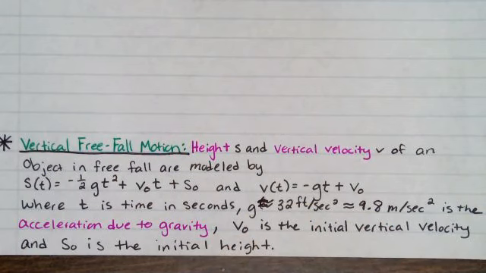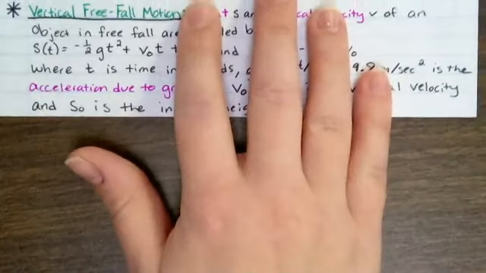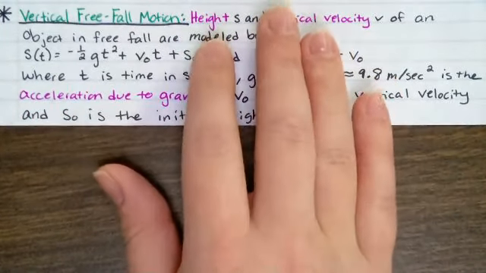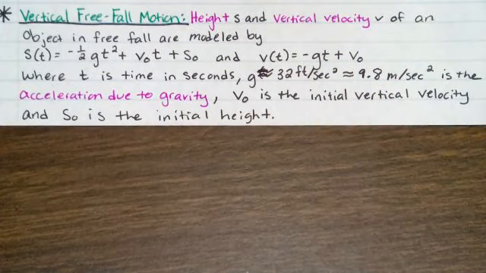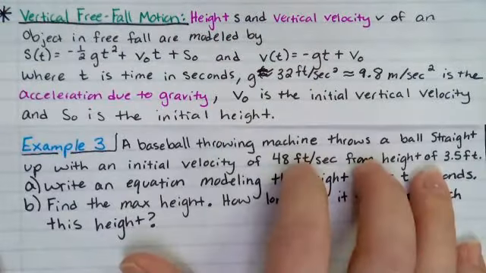Now, if we're looking at v0, this is the initial vertical velocity, okay? That's at the beginning. How fast is the object going at the beginning of our situation? And s0 is the initial height, okay? So here we go. We're going to do a problem. I'm going to keep this handy so that we can pull that back when we need it. But we are going to do another example here, okay? So this is example 3.